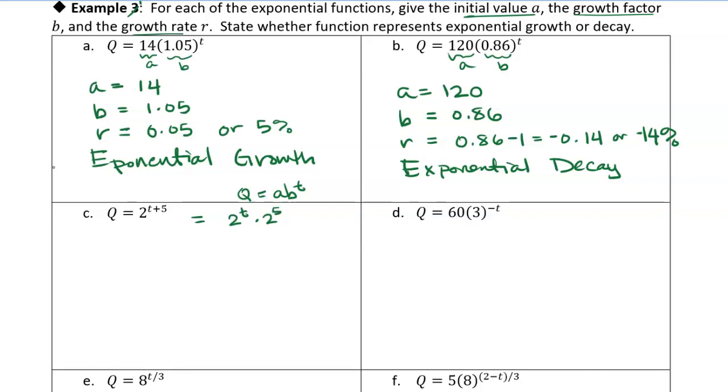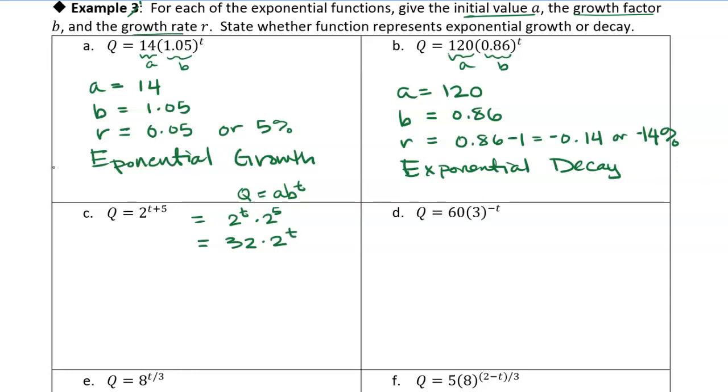Remember that a sum in the exponent, we can break it up like this into a product, because when we multiply values with the same base, we can add the exponents. So we're just going backwards. And 2 to the 5 is 32, so I'm going to put that out front. So we have 32 times 2 to the t.